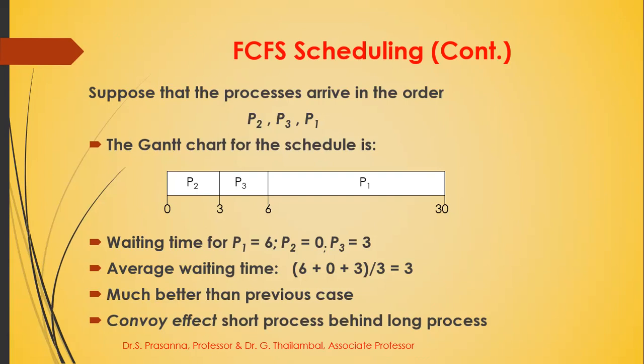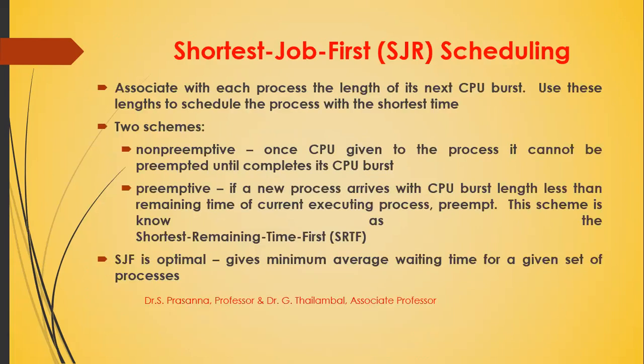So the convoy effect is nothing but a short process behind a long process. That means P2 and P3 have only short burst times, and P1 has a longer burst time. So we have to execute the shorter burst times first and complete all the shorter processes, and then we can take time for executing the longer process. This type of execution is called the convoy effect.